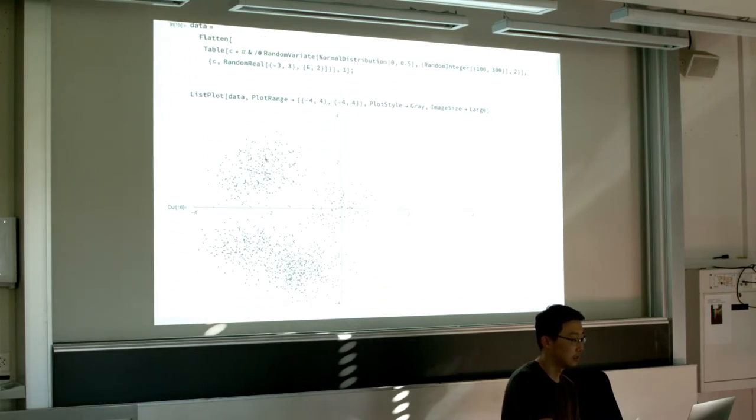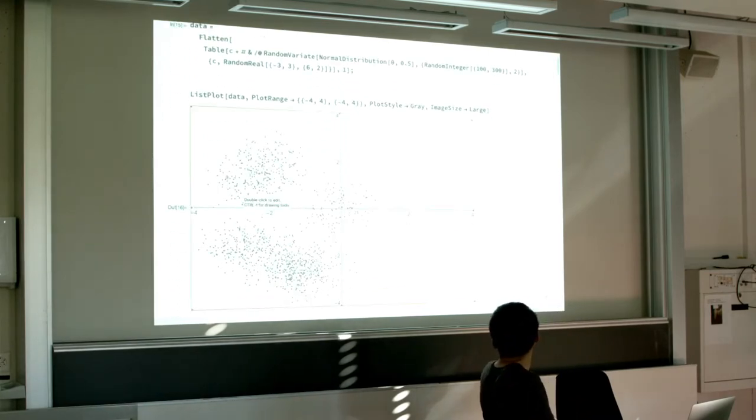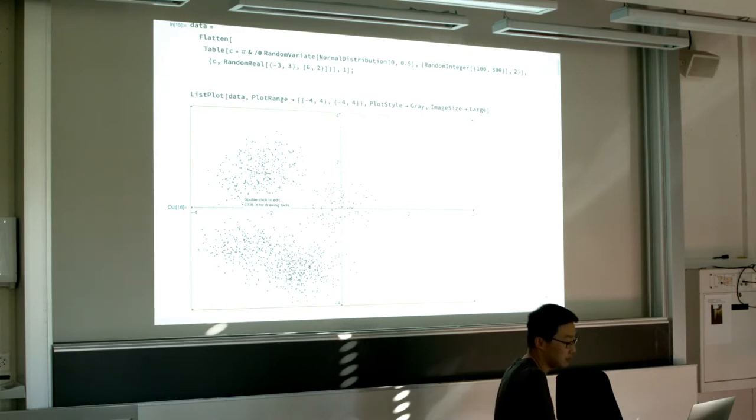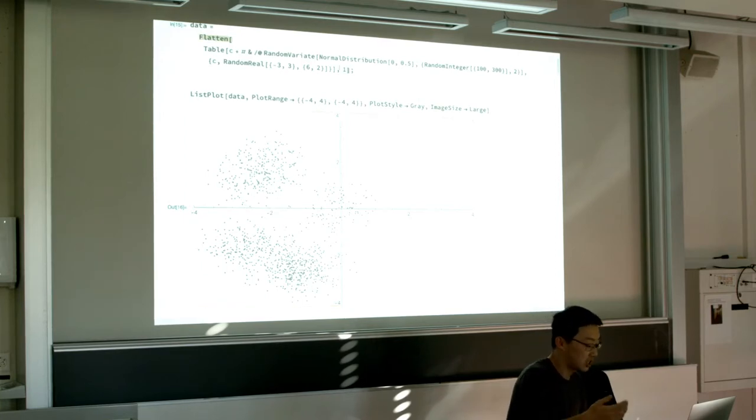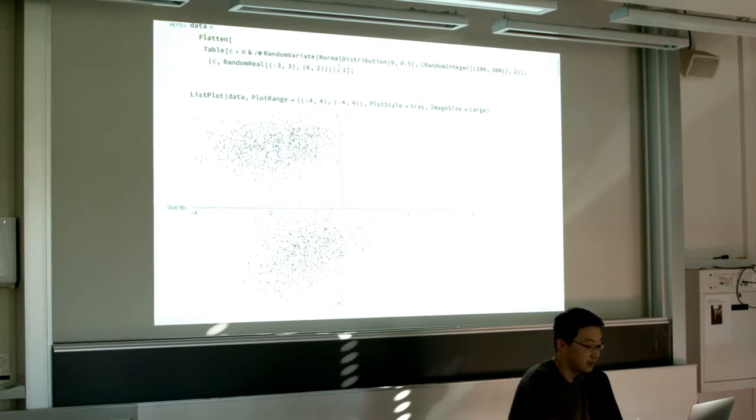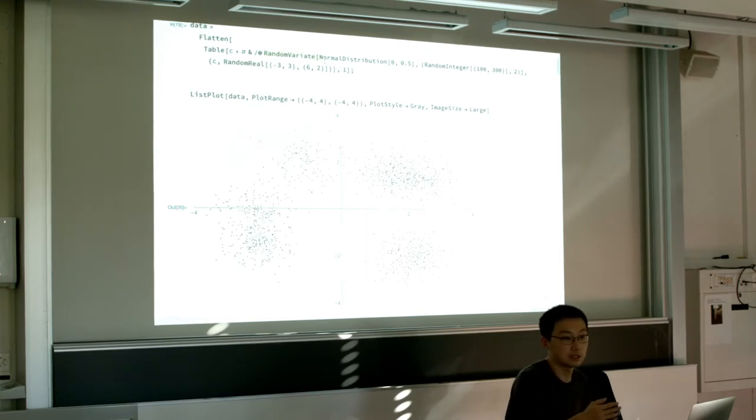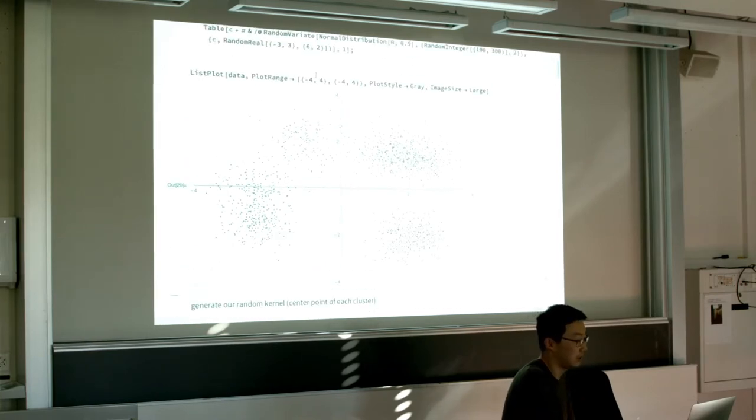For example, here this may be one cluster, and this may be the second. And here it's confusing, maybe a third and fourth cluster. I generate the data in a way that the clusters are somewhat obvious, so that we can see how the algorithm works. If I stop here, this will be the data I have.